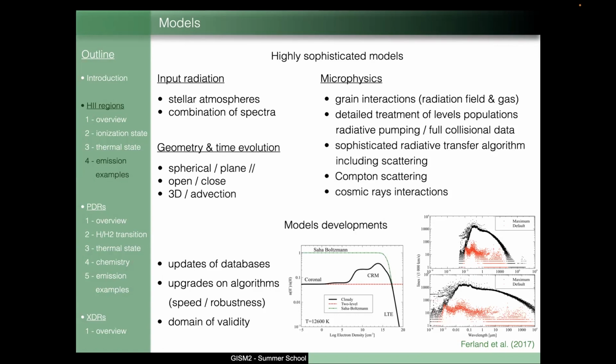And finally, I didn't talk about the models. So this slide is just to give you an idea of the complexity of the most sophisticated model that currently exists regarding H2 region. These models are sophisticated not only because of the input radiation that they can use, but also because of the geometry that they can treat. And sometimes the model can treat time evolution of H2 region. They are also very powerful because of all the microphysical processes that they include and treat, which I didn't present at length in this part. So I can stop here for a few minutes if there is a question.